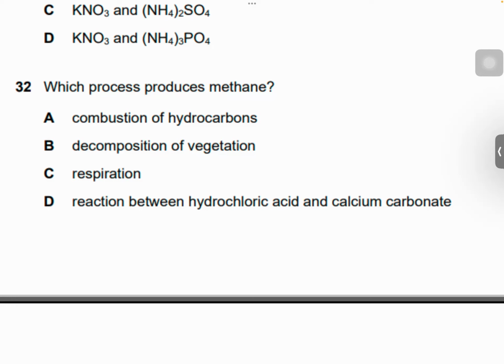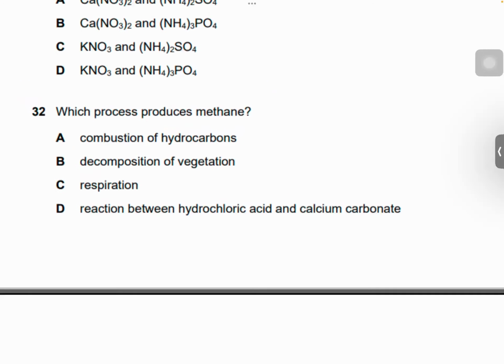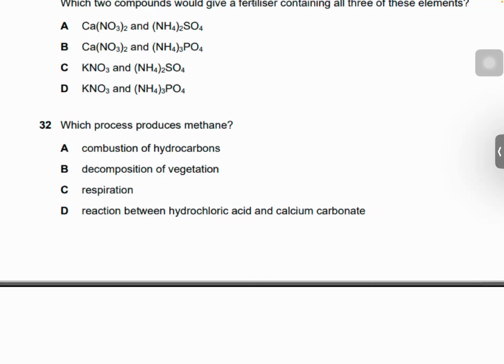Let me check B. B for ball. Exactly. B is correct because the vegetation is going to produce methane gas. I have also mentioned in my notes that respiration doesn't produce methane. How is this possible? This is a nonsense option. And D says reaction between hydrochloric acid and calcium carbonate. Calcium carbonate is going to react with HCl, producing calcium chloride, carbon dioxide, and water. There is no methane gas in this reaction.